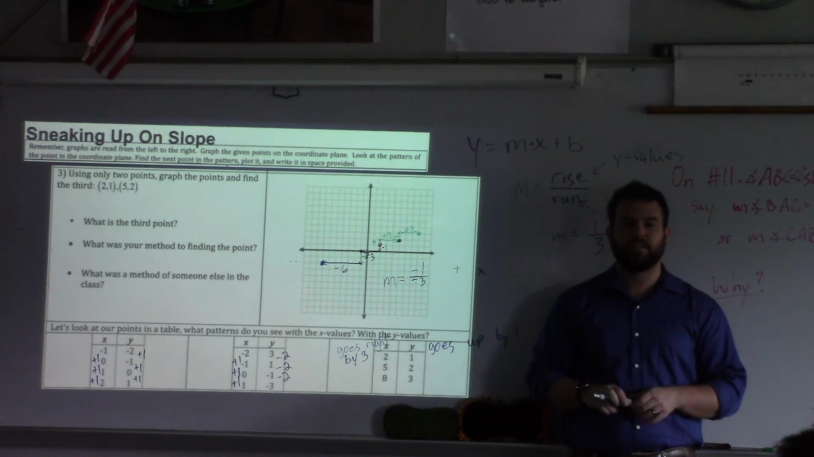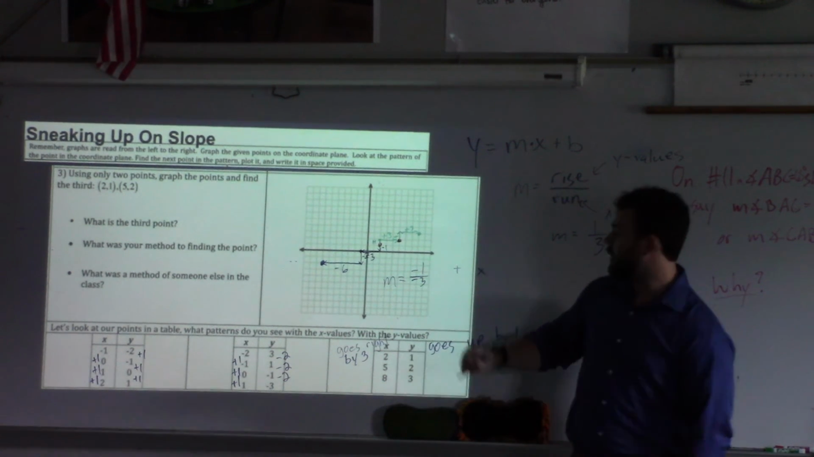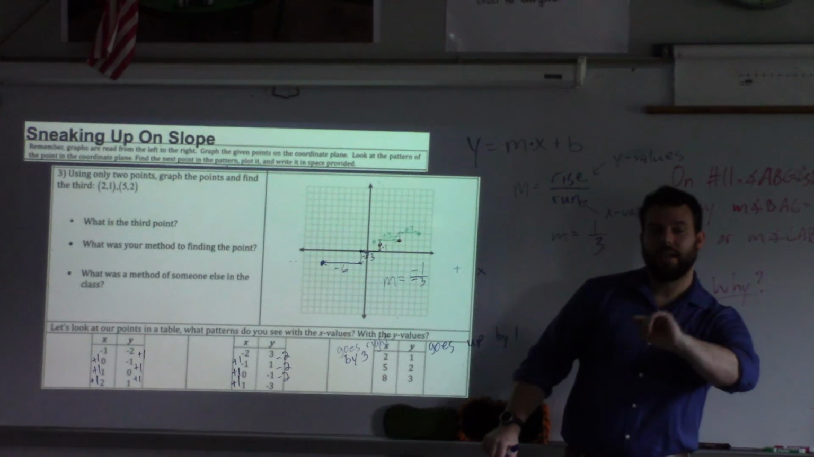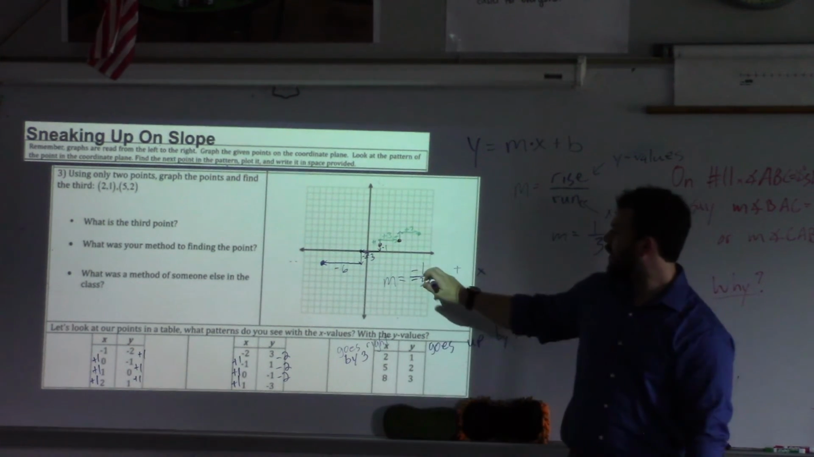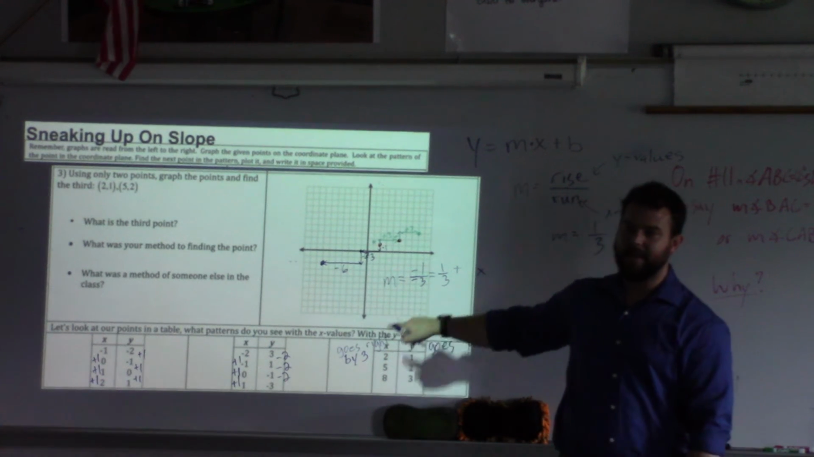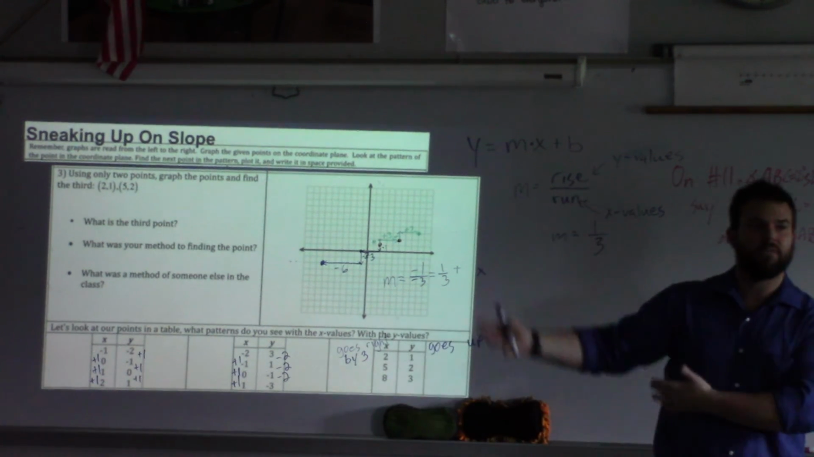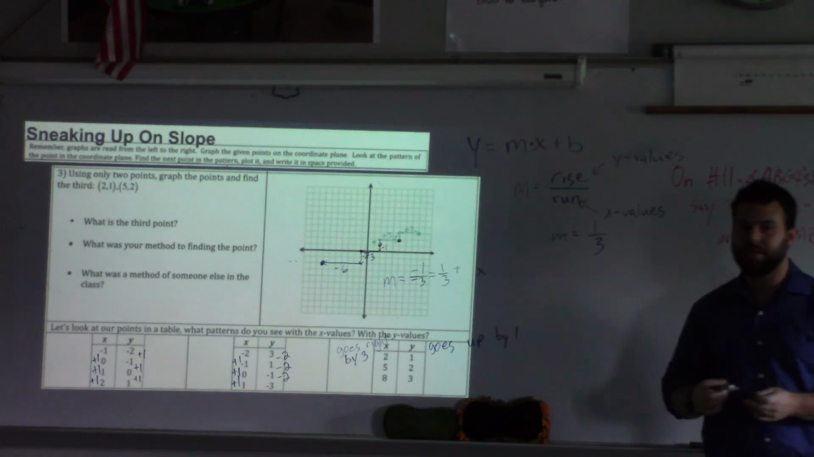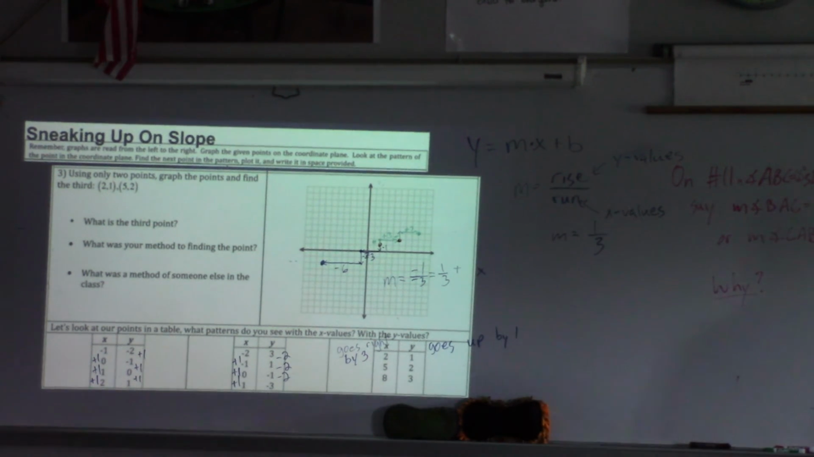Put negative 1 divided by negative 3. Oh, 1 divided by 3. Was it positive or negative? Positive. So is negative 1 divided by negative 3 the same thing as positive 1/3? Yes. Okay, it's the same slope. It's just going in the opposite direction. Does that make sense? We good? Any questions? Going once? Going twice?